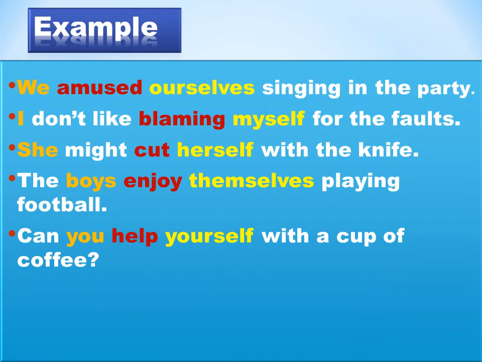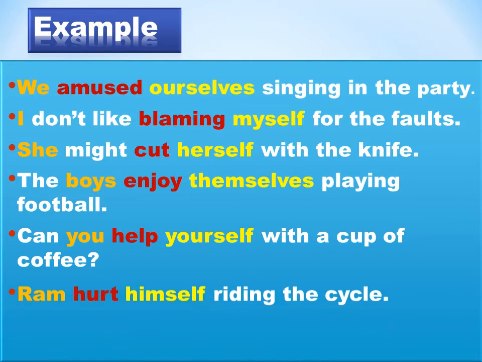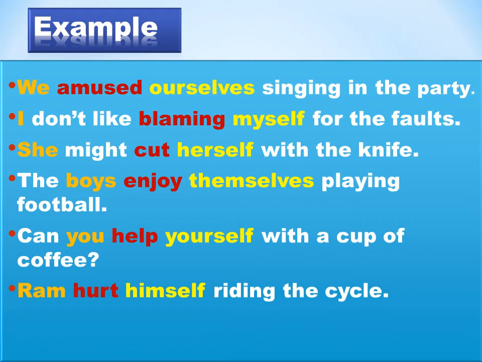The next one is, can you help yourself with a cup of coffee? Here you is the subject, help is the verb, and yourself is the reflexive pronoun used as direct object. Now let's see the next one. Ram hurt himself riding the cycle. Ram is the subject, hurt is the verb, and himself is the reflexive pronoun used as direct object.